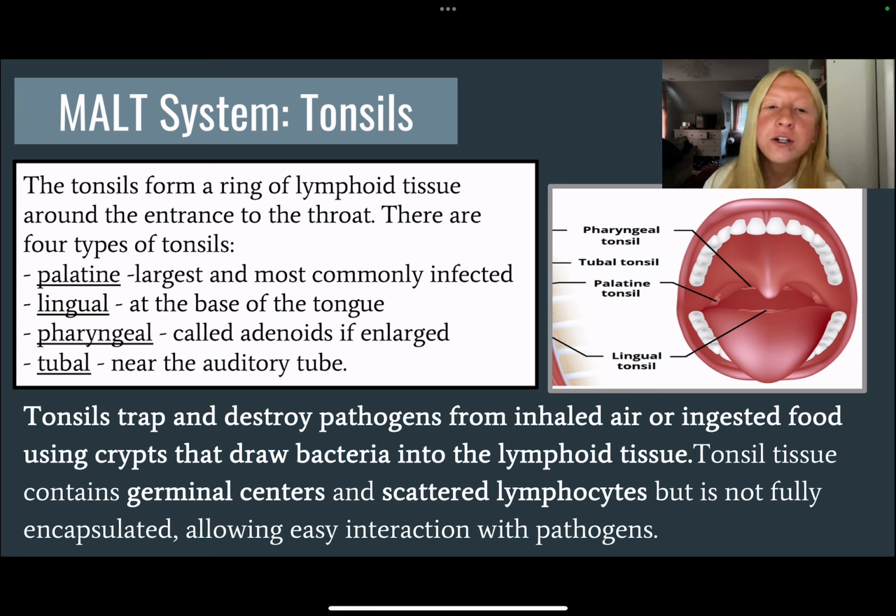Tonsils. The tonsils are a ring of lymphoid tissue around the entrance of your throat, and there are four different types: the palatine, lingual, pharyngeal, and tubal. Tonsils trap and destroy pathogens from inhaled air or ingested food using crypts that draw bacteria into the lymphoid tissue. Tonsil tissue contains germinal centers and scattered lymphocytes, but is not fully encapsulated, which allows easy interaction with pathogens.